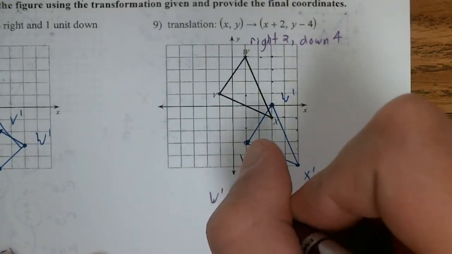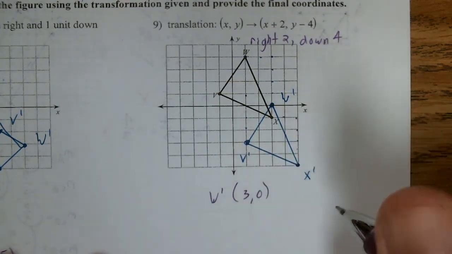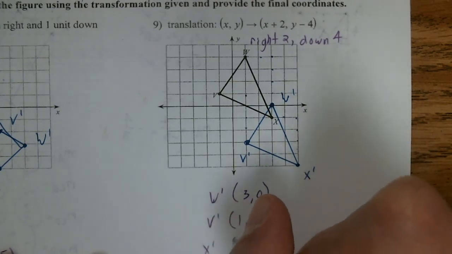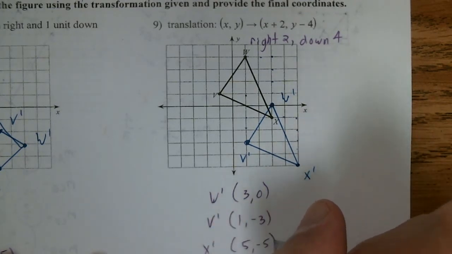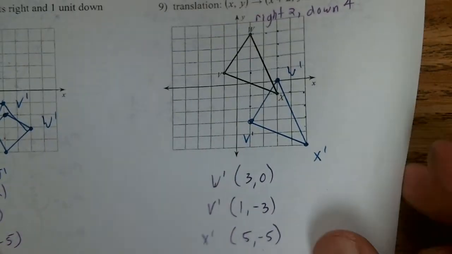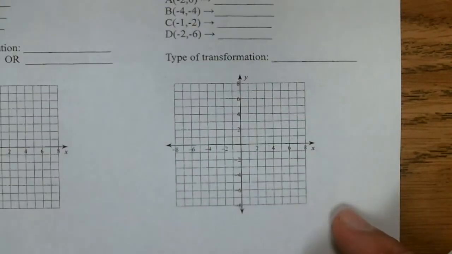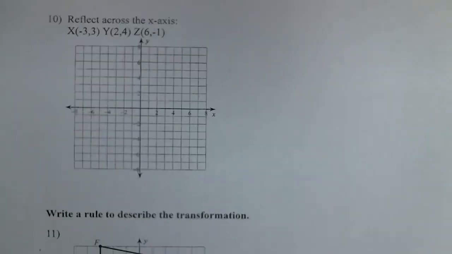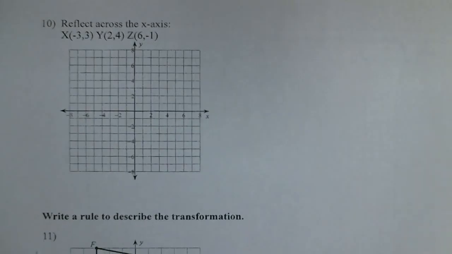Okay, so we've got our final coordinates. W prime is 3, 0. V prime is 1, -3. X prime is 5, -5. Okay, let's keep going. There's the first page. First page done. Okay, number 10, reflect across the x-axis.